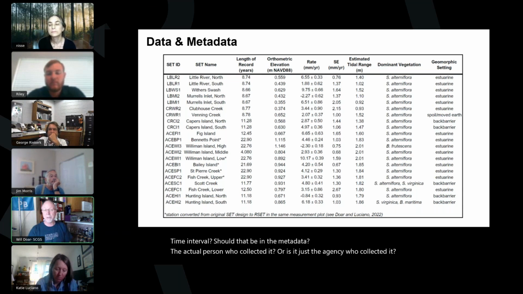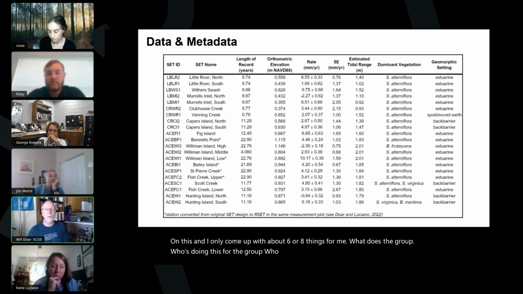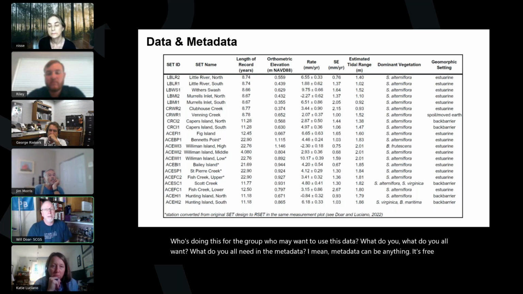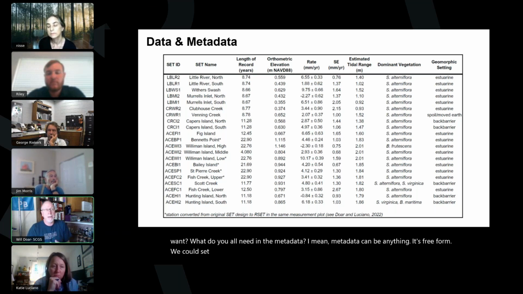I'm brainstorming this. I've written notes out before on this, and I only come up with about 6 or 8 things for me. What does the group who's doing this, or the group who may want to use this data, what do y'all want? What do y'all need in the metadata? I mean, metadata can be anything. It's free form. You know, we could set up a standard template and everybody enters all of it, or you just enter what you have.